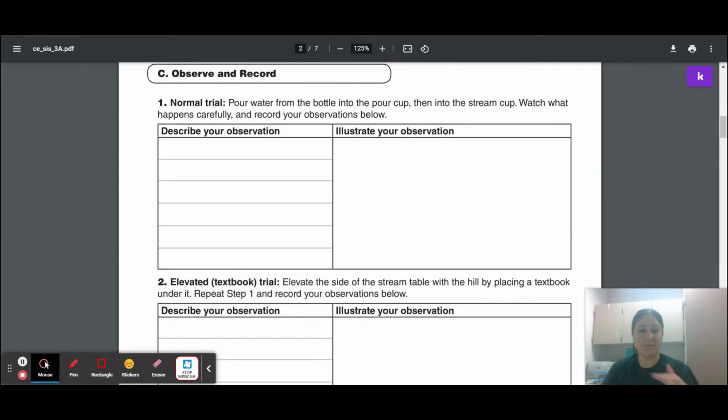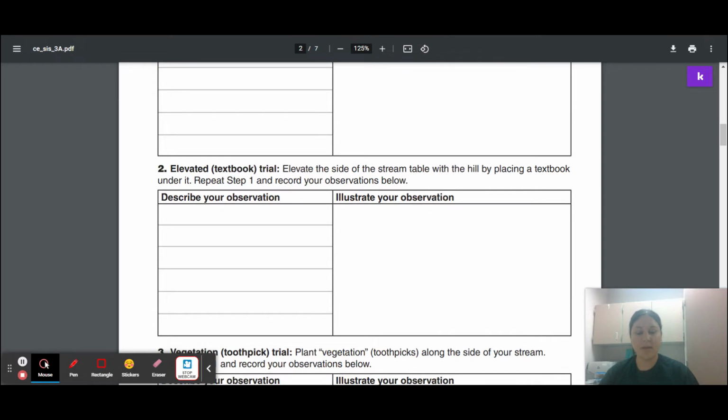The normal trial is going to be on the flat surface of your table. You are going to draw on this side where it says illustrate, and then you will describe what you did to set up your stream table on the normal trial. This is going to be your home trial, so this is going to be the one that does not have any factors that are going to contribute to the flow or speed of the water in your stream tables.